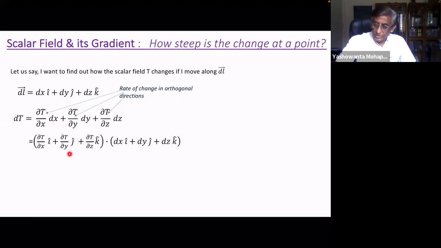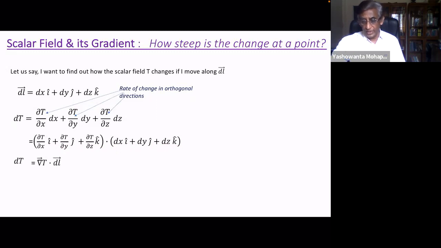But I can write it as a dot product of two vector-like quantities, in which one is composed of the rate of change in the three orthogonal directions, dotted with the direction that I want to move. If I know this everywhere, then I can do it for any direction. Hence I define that quantity as the gradient of T at that particular point, and I can find it out for any point. Once T(x, y, z) is given, I can find the gradient. Then if I want to move in the direction of dl, the change that I will suffer in dT is grad T dot dl, directly from here.